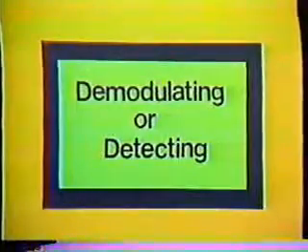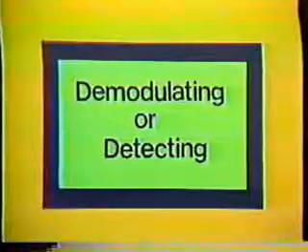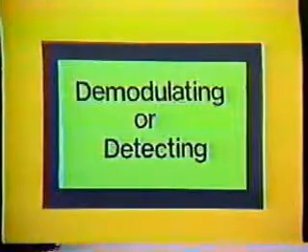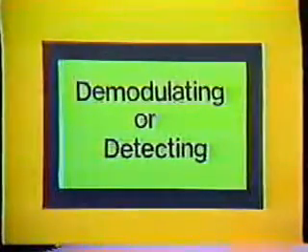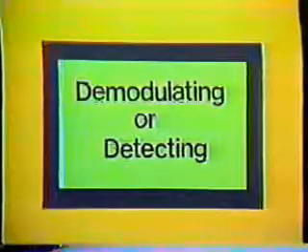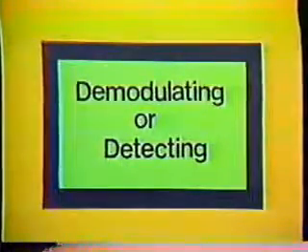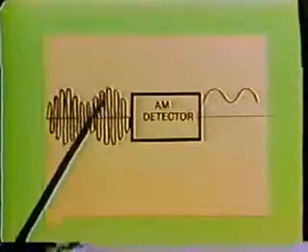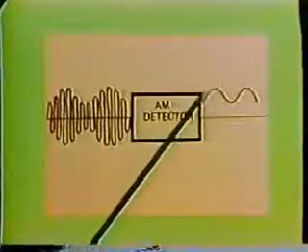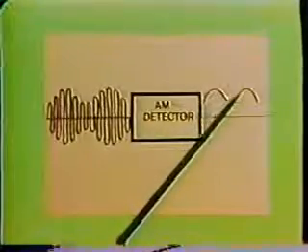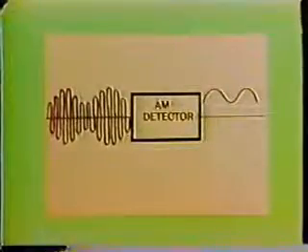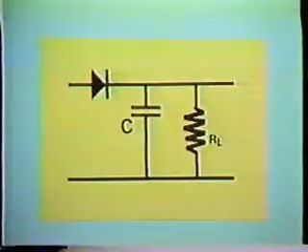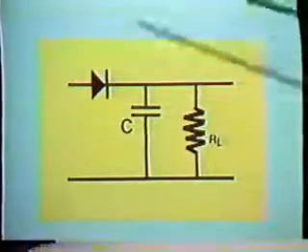When the modulated wave is received, it is necessary to recover the modulating signal from the modulated wave. We do this by demodulating or detecting. The modulated wave is applied to the AM detector, and the carrier is removed, leaving only the original modulating signal. The detector can be a diode circuit, like this.